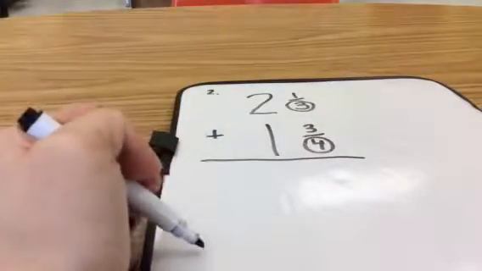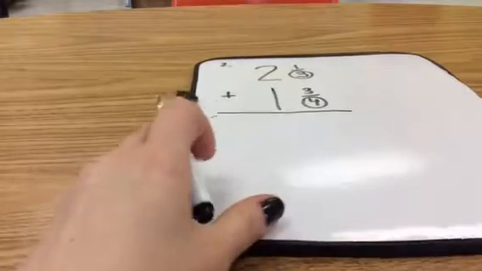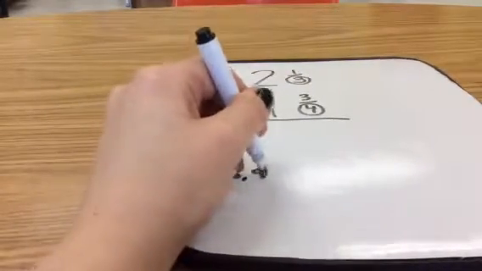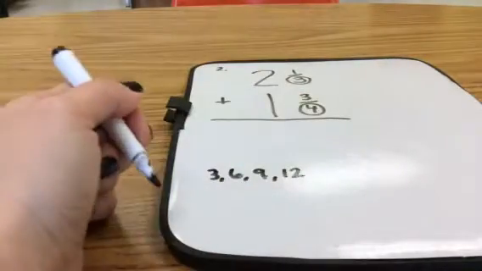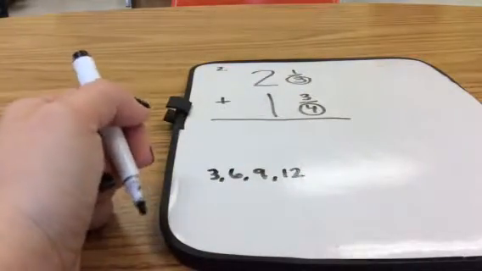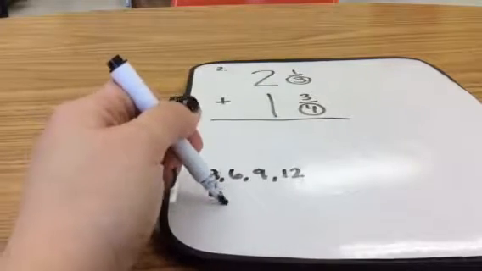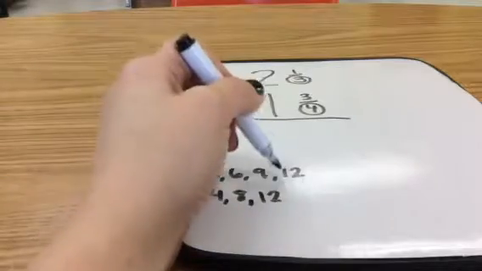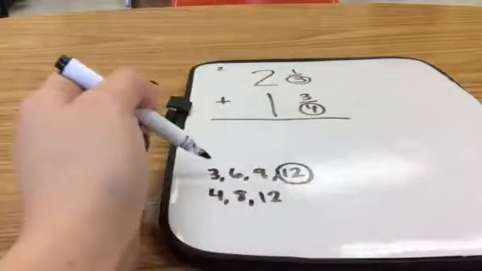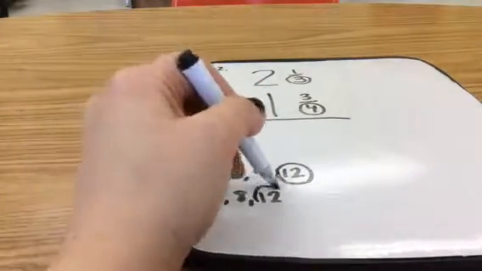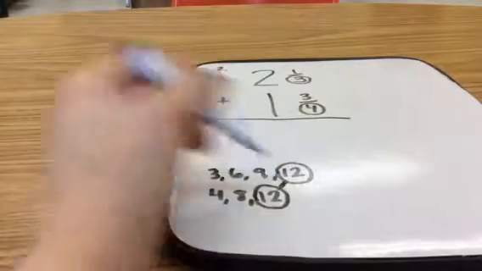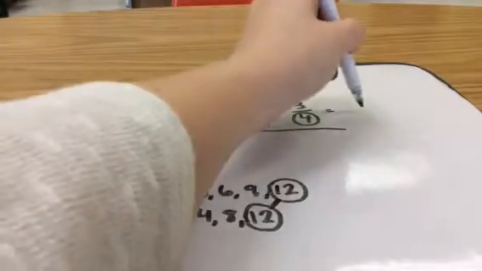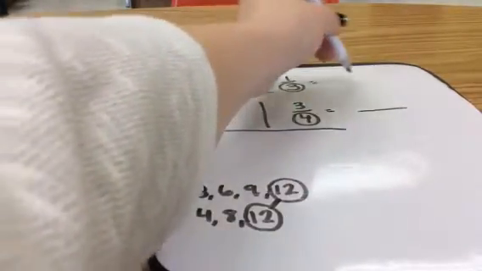So what we do is, somewhere down on the bottom of the paper, we'll list the multiples of 3. 3, 6, 9, 12. I'll stop right there. If I need to go higher, I will. And the multiples of 4. 4, 8, 12. I'm going to stop at 12 because I noticed that both multiples of 3 and multiples of 4 have 12 in common. So that is my least common denominator. So my new denominator for each fraction becomes 12.